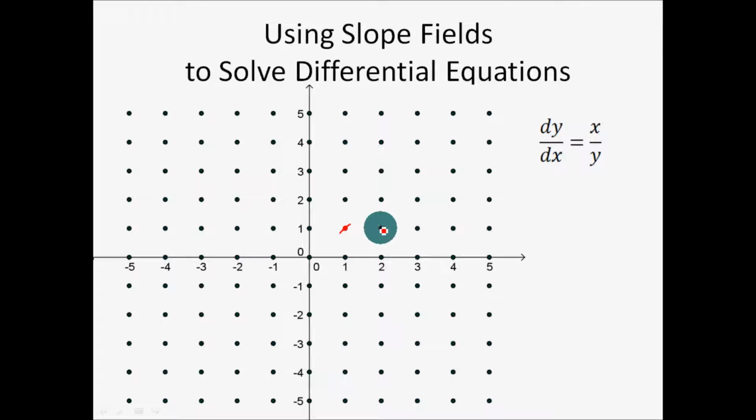How about this point right here? Slope is x over y. 2 over 1, slope is 2. At 1, 2, our slope is like that. I'm just putting little tick marks to represent the slope. Here the slope is 3 over 1, 4 over 1, 5 over 1.